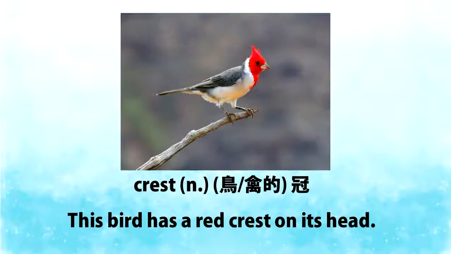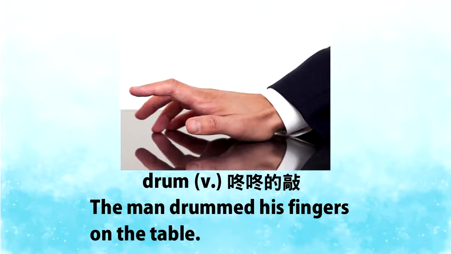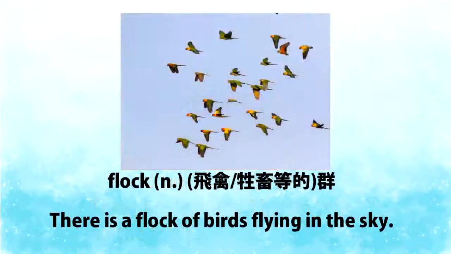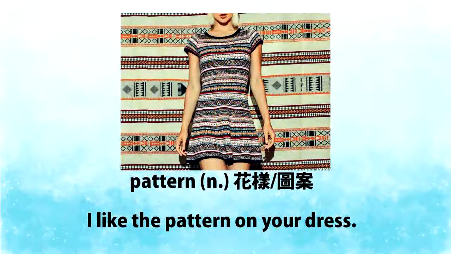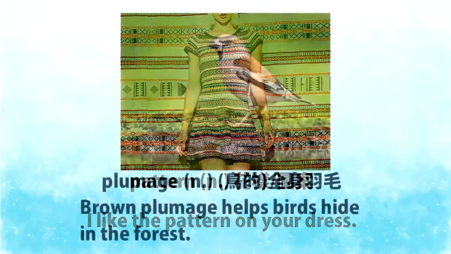Here is more information. Crest. This bird has a red crest on its head. Drum. The man drummed his fingers on the table. Flock. There is a flock of birds flying in the sky. Molt. Baby chickens molt their feathers when they are 18 months old. Pattern. I like the pattern on your dress.